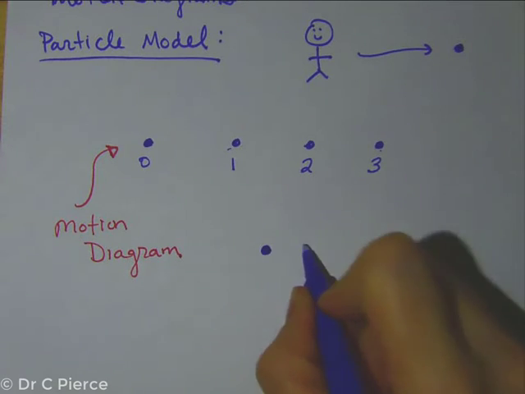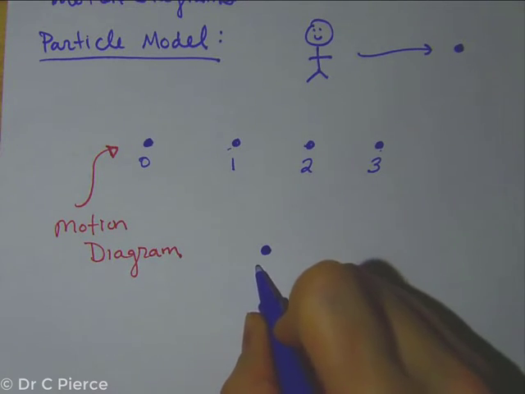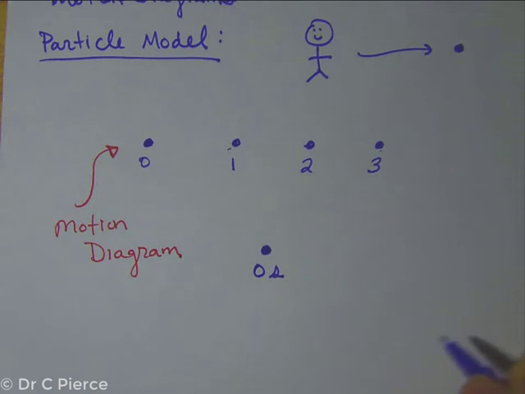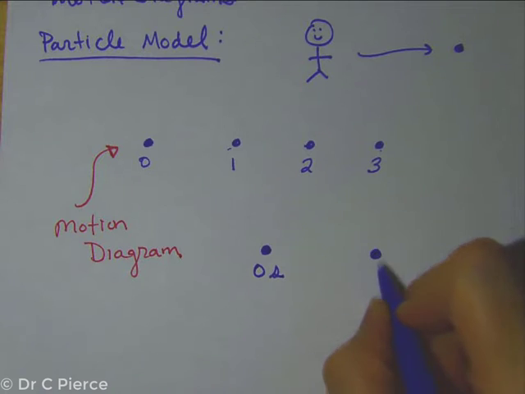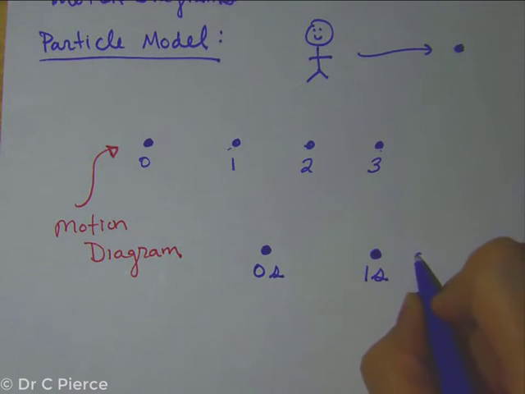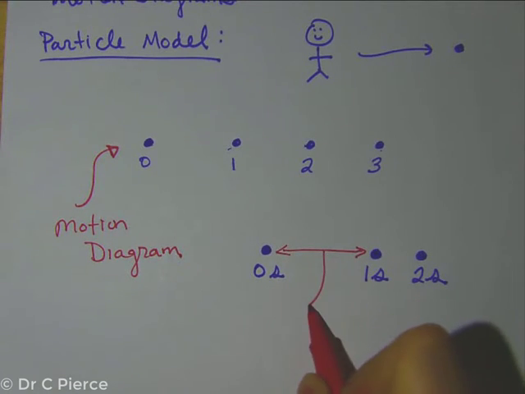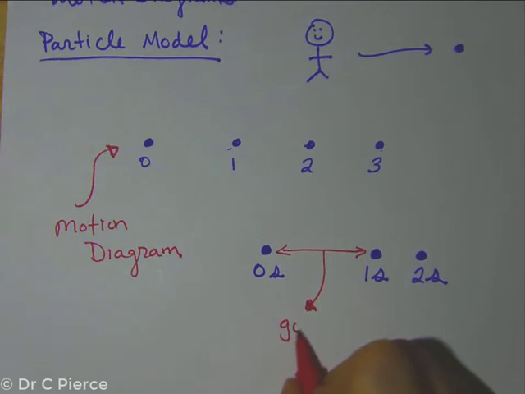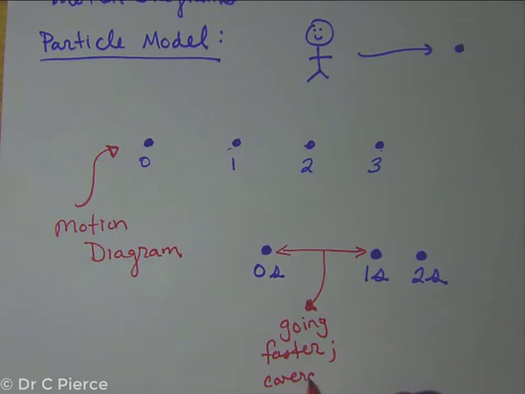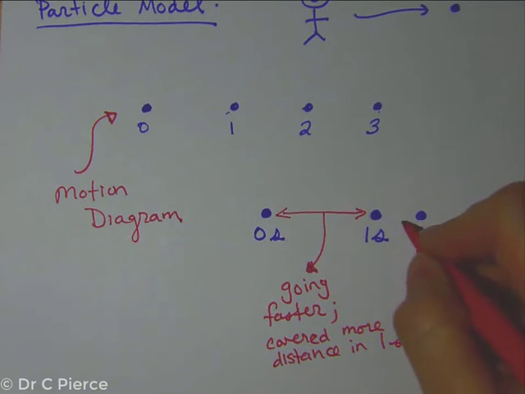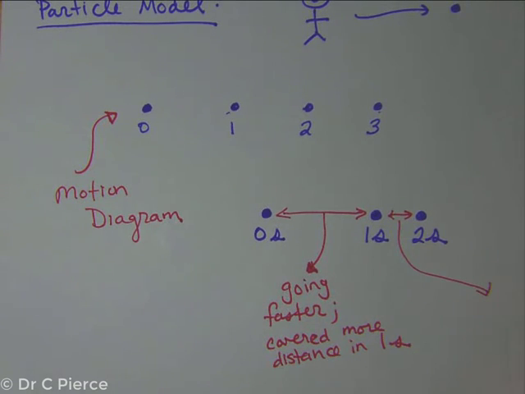If my motion diagram was to look like this, we could say, well, let's start my stopwatch here, and we'll call that time of 0 seconds. I'll write 0s. And then here, this might be at a time of 1 second. And then this one would be 2 seconds. During this 1 second, I traveled further, meaning I was going faster. Covered more distance in 1 second. And during this time interval from 1 second to 2 seconds, I didn't cover as much distance because I was going slower.